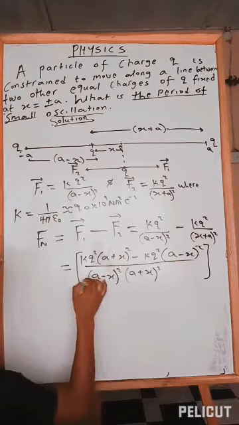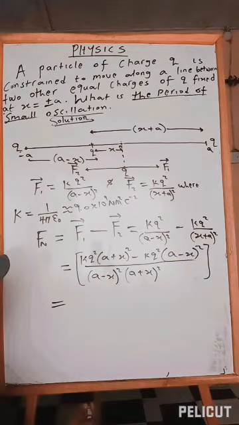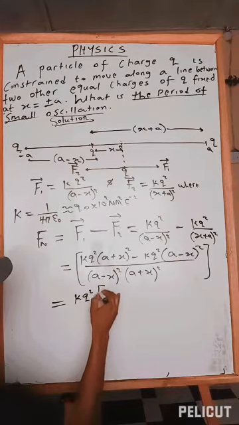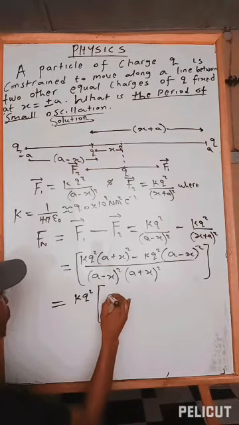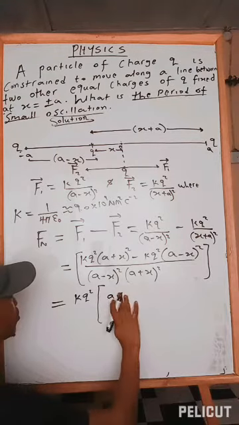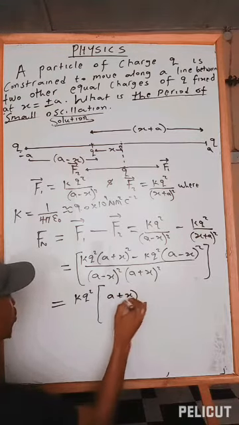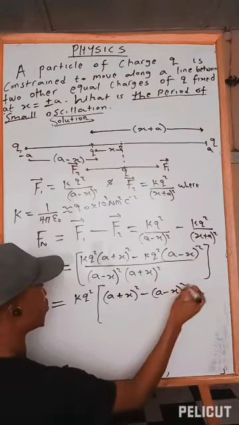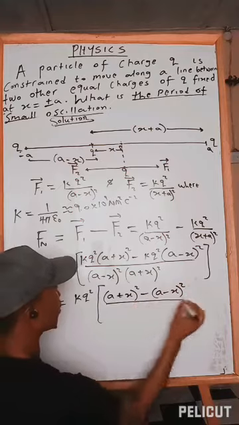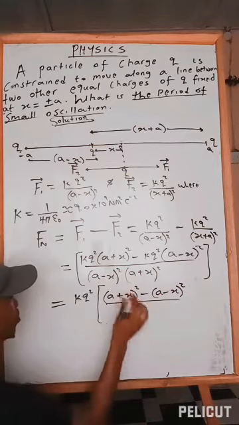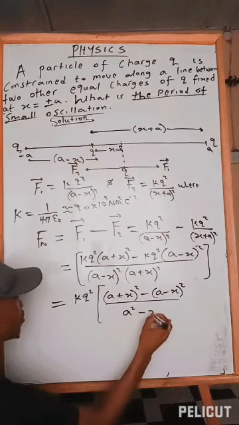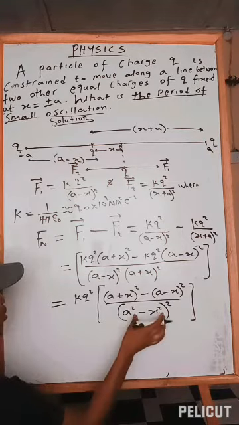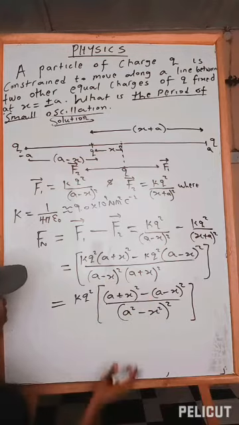Let's factorize KQ squared out, and this gives you (A plus X) squared minus (A minus X) squared, divided by, this is a difference of two squares down here, so I can write this as (A squared minus X squared) all squared. So I've not done anything special. If I expand this, it is still the same thing as this.